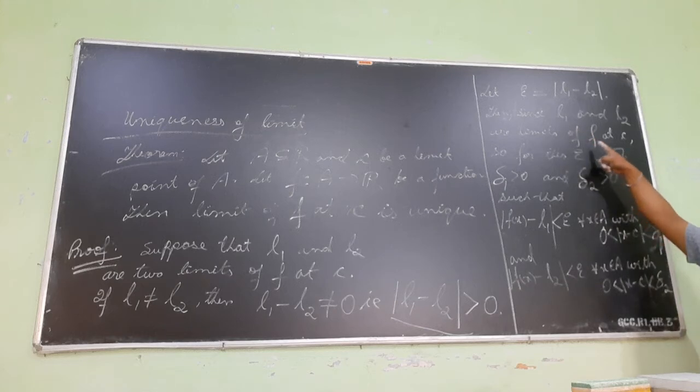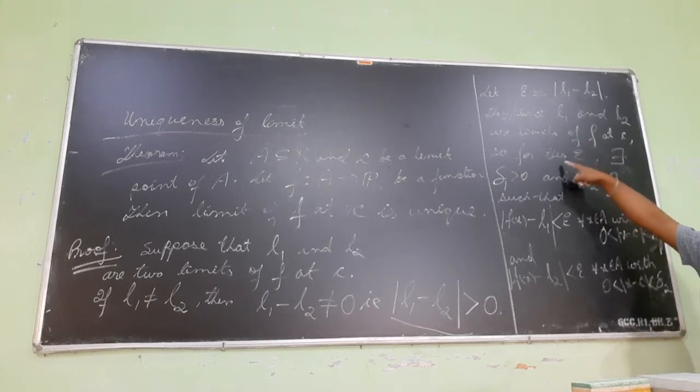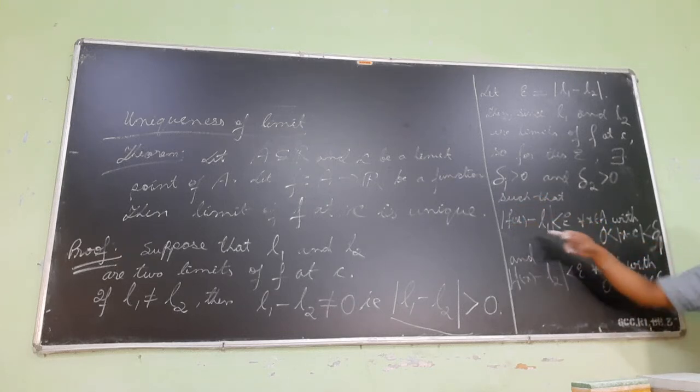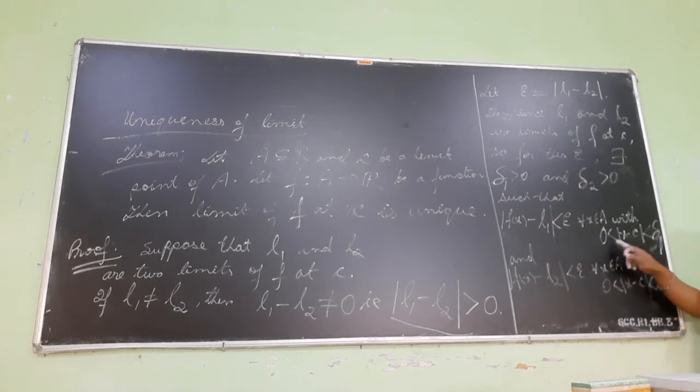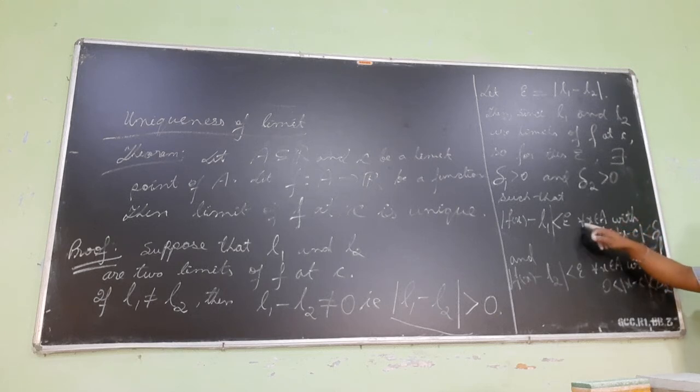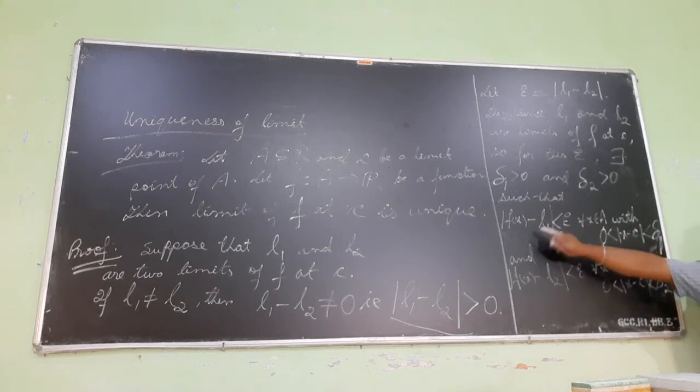Since L1 is a limit of f at c, for this epsilon there exists a delta 1 which satisfies this condition. This condition comes from the definition of limit: mod of f(x) minus L less than epsilon for all x with 0 less than mod of x minus c less than delta 1. This is not satisfied for every x in A. It is satisfied for all those x in A which satisfy this. The distance between x and c should be smaller than delta. Only then will this be satisfied.